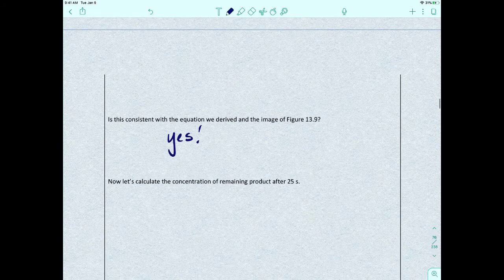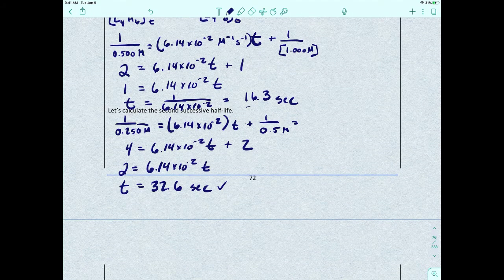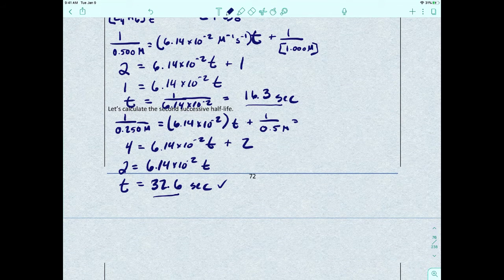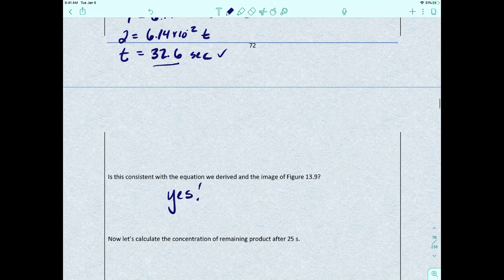Okay, so now here's our question. Let's calculate the concentration of remaining product after 25 seconds. So we know now just by eyeballing it, the first half-life is 16.3 seconds. The second half-life is 32 seconds. So this time at 25 seconds falls right between the two. So right now we know that the concentration at this time has to be between 0.25 and 0.5 molar.